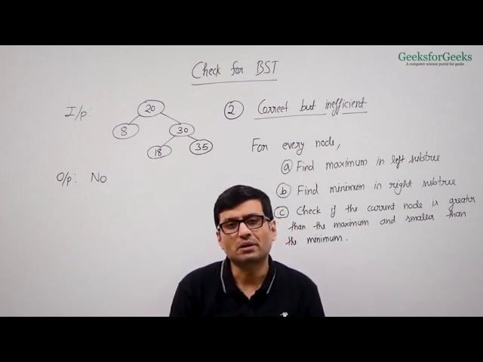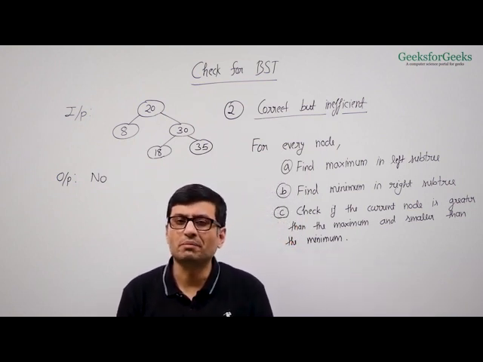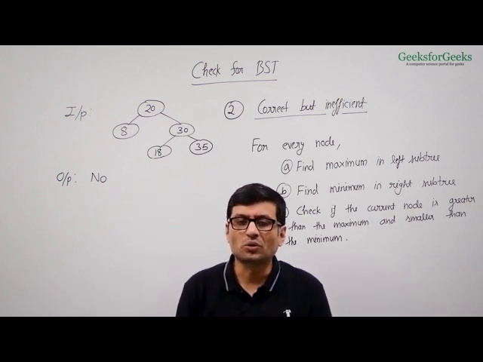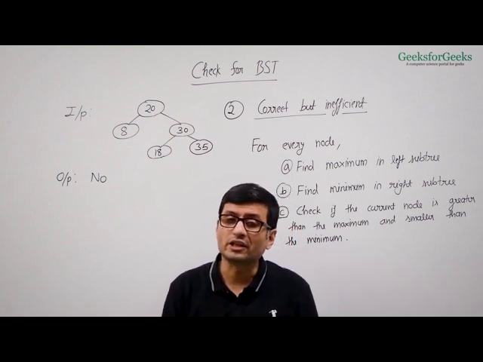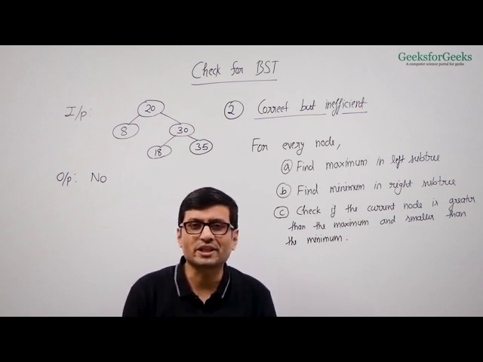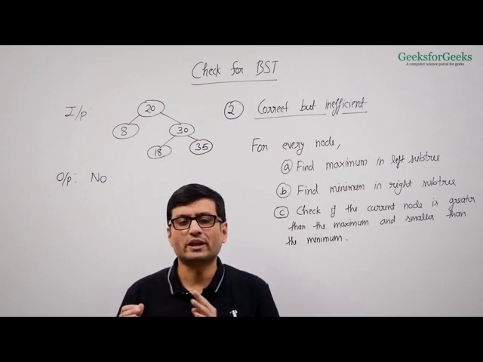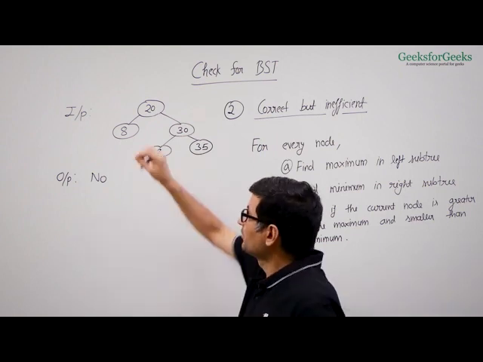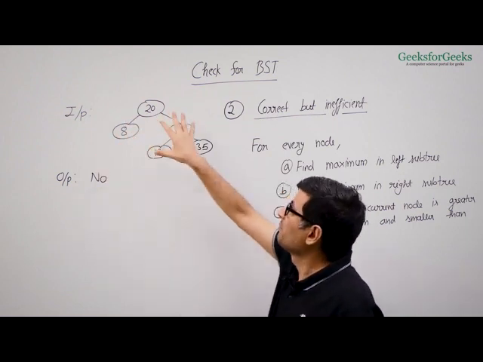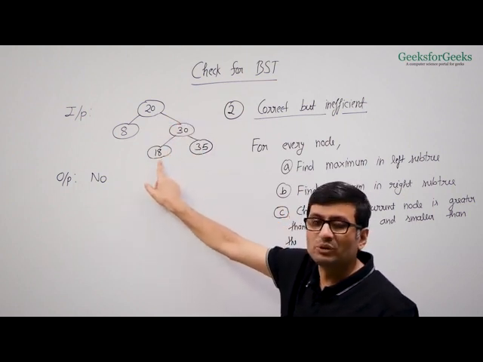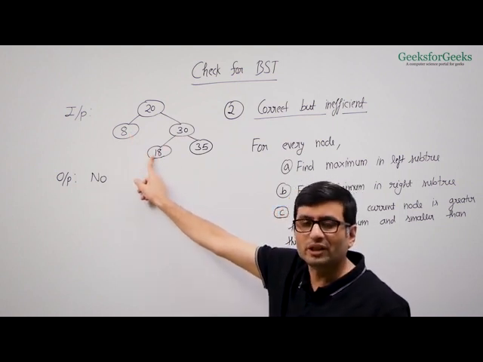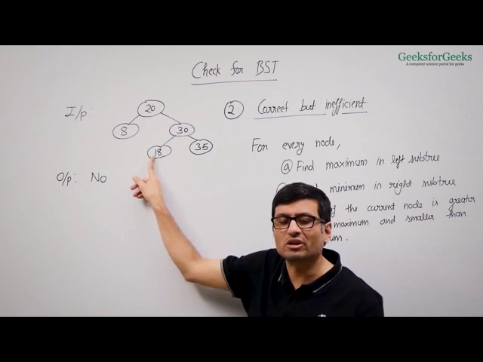The idea of method 2 is simple. For every node, we find the maximum value in the left subtree and the minimum value in the right subtree. And this node's value has to be greater than the maximum in the left subtree and smaller than the minimum in the right subtree. So basically we are checking that the whole left subtree should be smaller and the whole right subtree should be greater. If you see 20, the maximum in the left subtree is 8, there is only one node, and the minimum in the right subtree is 18. And we say this 20 has to be greater than 8 and smaller than 18, but it is not. So we return false. And that's how we figure out that this is not a BST.